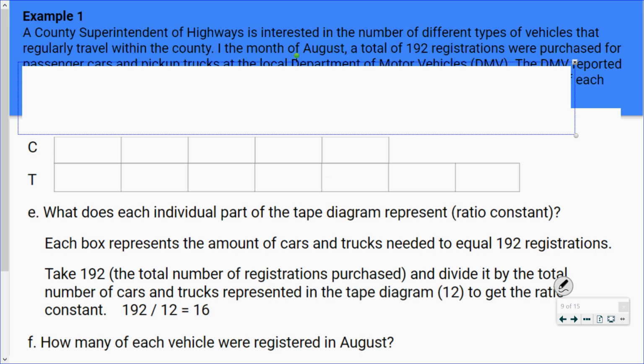So there was 12 boxes in the tape diagram, right? 5 cars, 7 trucks. So we take that total, we divide it into 192, and that gives us 16 as a ratio constant. You guys see that? So we would put 16 in each box.